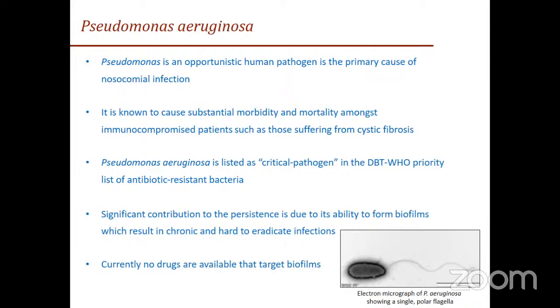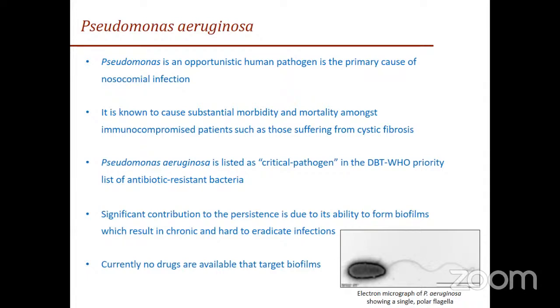Biofilms are surface-attached communities of Pseudomonas, which become encapsulated in a polysaccharide matrix. Because of this thick matrix which surrounds the pathogen, they become impermeable to antimicrobials, and this makes the bacteria 1,000 times more resistant to antibiotics. Therefore, it has been placed as a critical pathogen in the WHO priority list of antimicrobial resistant bacteria. And there are no drugs currently available to treat these biofilms. Surgical removal is one of the methodologies for treatment.